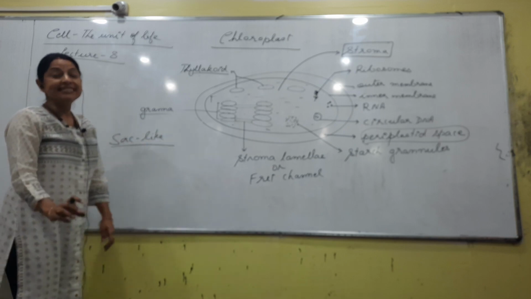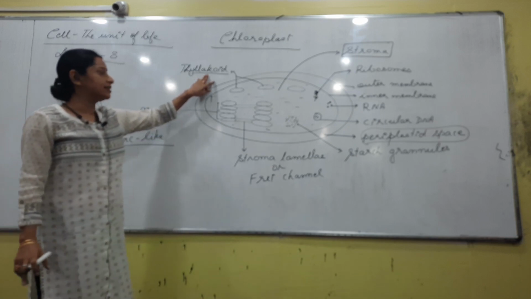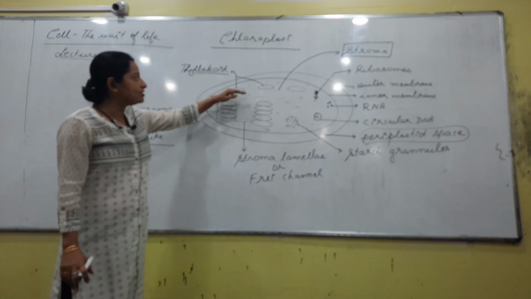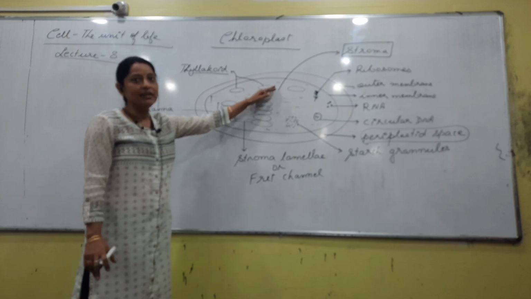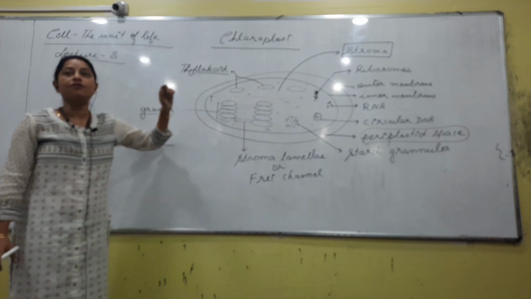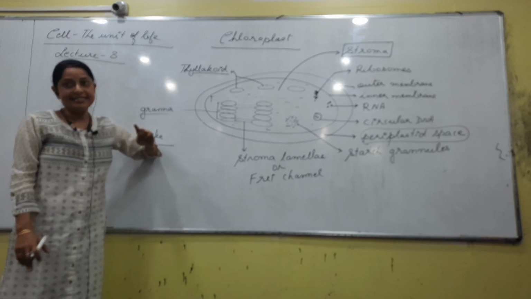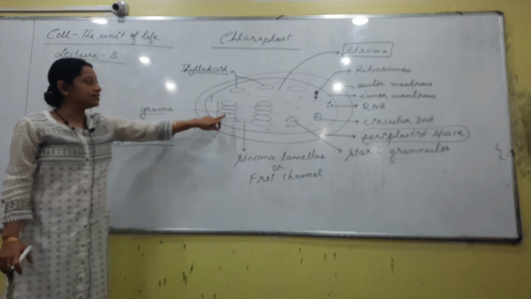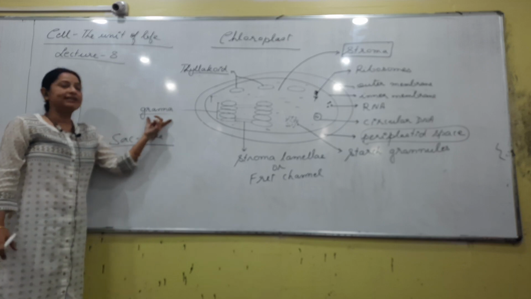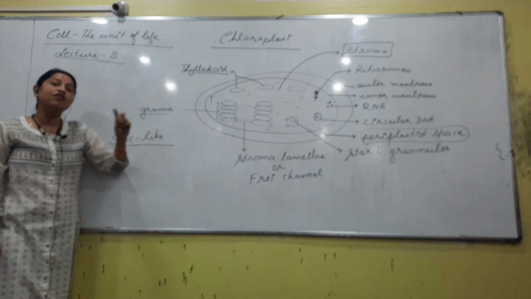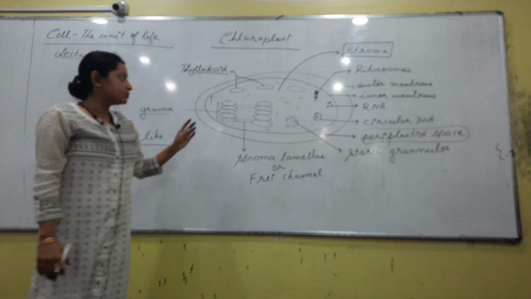Sac-like structures, they have a particular term that is called thylakoid. Inside it, the thylakoids could be arranged singly, or they could be arranged in the form of a stack. What is a stack? One above the other, that is what is called a stack. If thylakoids are arranged in the form of a stack, we don't call them thylakoid, instead we use a word called grana. So what is grana? A stack of thylakoids is called grana. So this is a description.